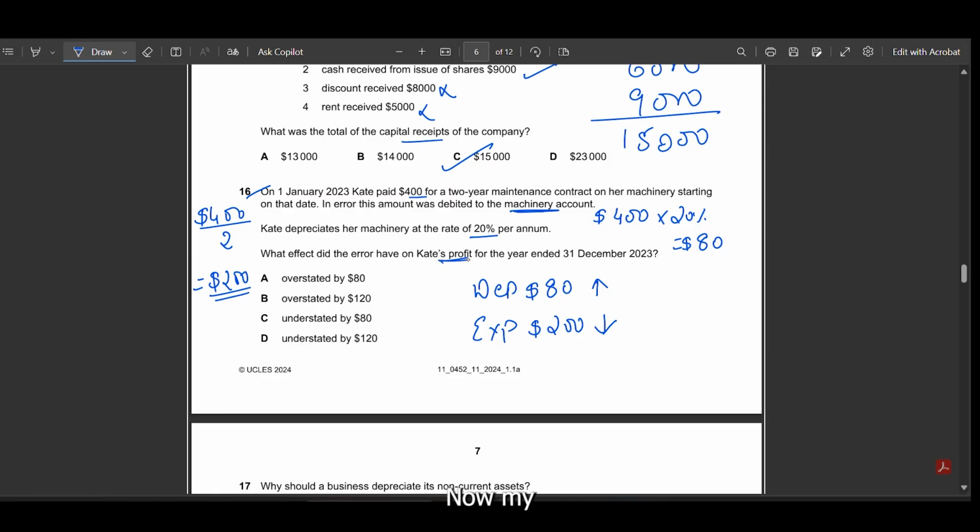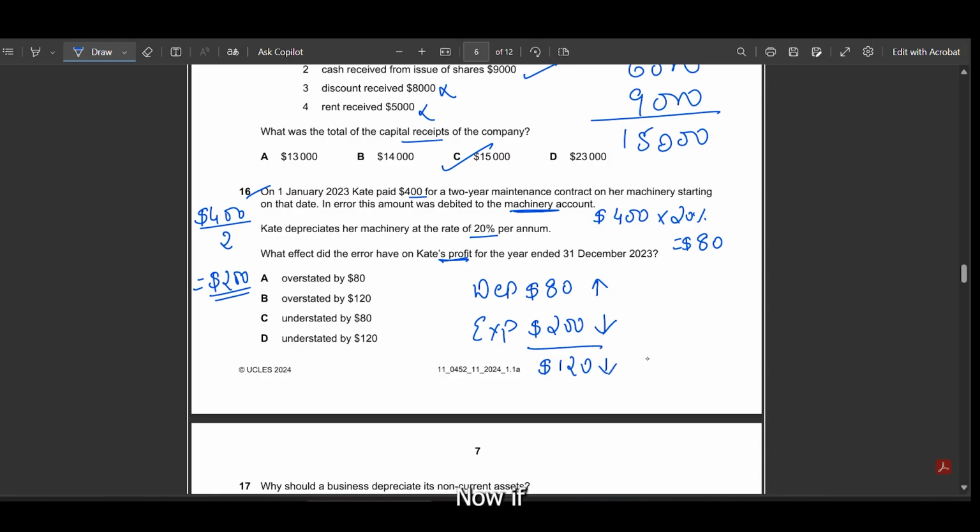Okay. Now my net expense. So you see, what's the question? How is it affecting my profit? So for 2023, my net expense was understated by 200, whereas my depreciation is also an expense that got overstated by 80. So overall my net expense got understated by 120.